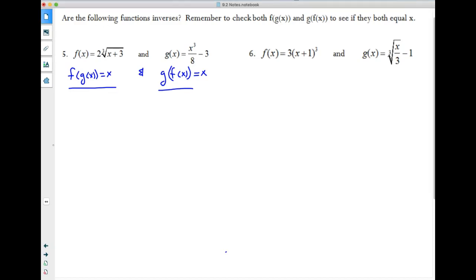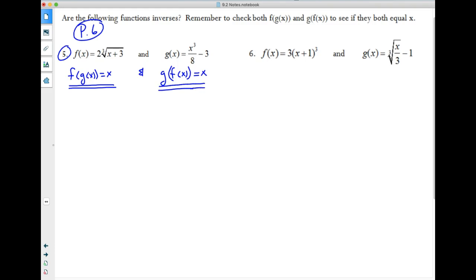Okay, guys, 9.2 day 3 should be a little bit shorter today. We're on page 6 of the note packet, number 5, algebraically verifying if two functions are inverses of each other. If they're inverse functions of each other, and if they are, remember, f of g of x has to equal x, and g of f of x has to equal x.